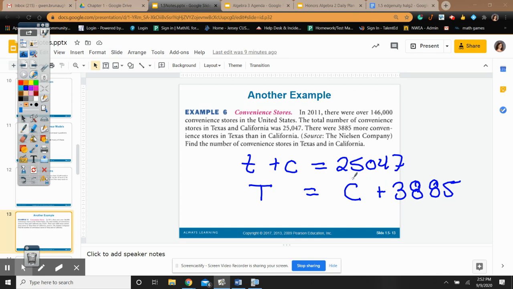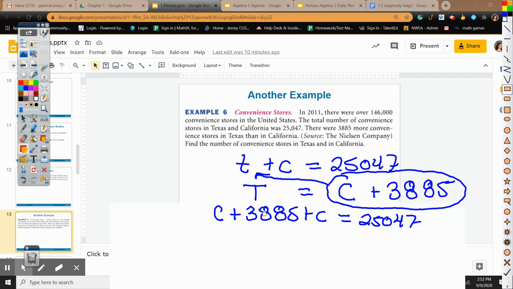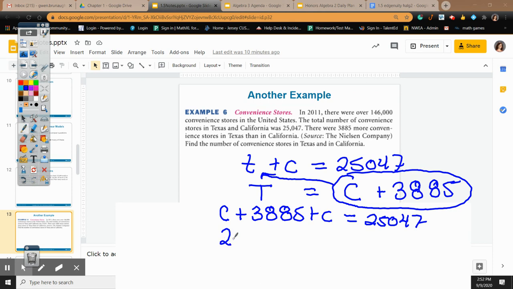Now what you can do is take this and use substitution, plug it in for that Texas to figure out how many stores are in both Texas and California. So I'm going to get California plus 3,885 plus California, and that'll equal 25,047. You'll have to combine your like terms. There's 2C plus 3,885, and that'll equal 25,047. Subtract 3,885.